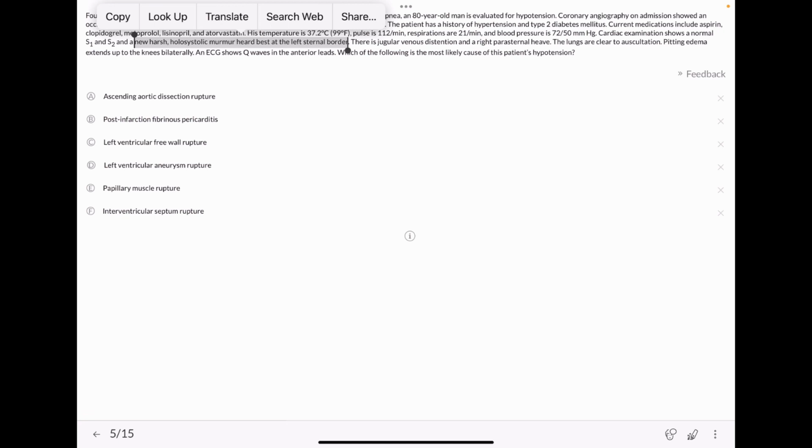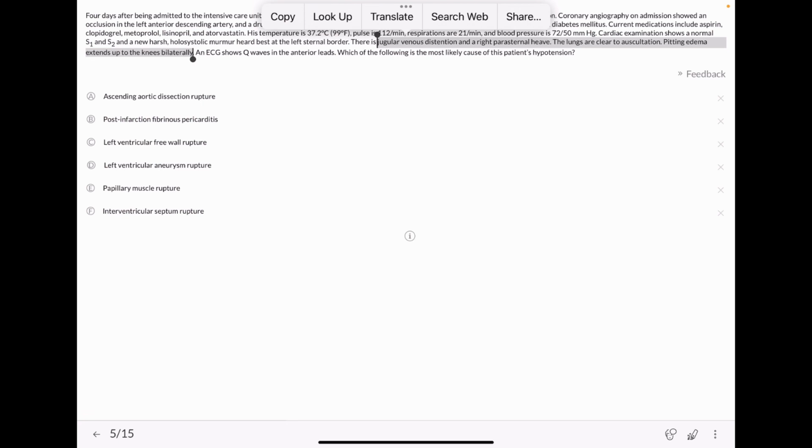And what causes a VSD in the setting of MI? It must be septal wall rupture, right? That's the answer. But I'm going to continue explaining to you guys that here there is jugular venous distension and a right parasternal heave with pitting edema. This is indicative of systemic venous congestion. So the problem must be in the right side of the heart.